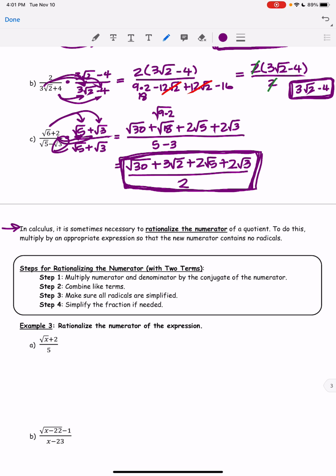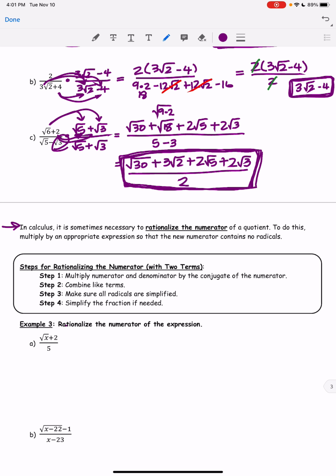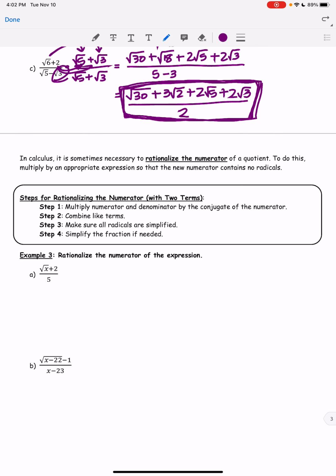In calculus, it is sometimes necessary to rationalize the numerator of a quotient. To do this, multiply by an appropriate expression so that the new numerator contains no radicals. This is technically in proper form. However, like this says, sometimes in calculus, you're going to need to rationalize the numerator.